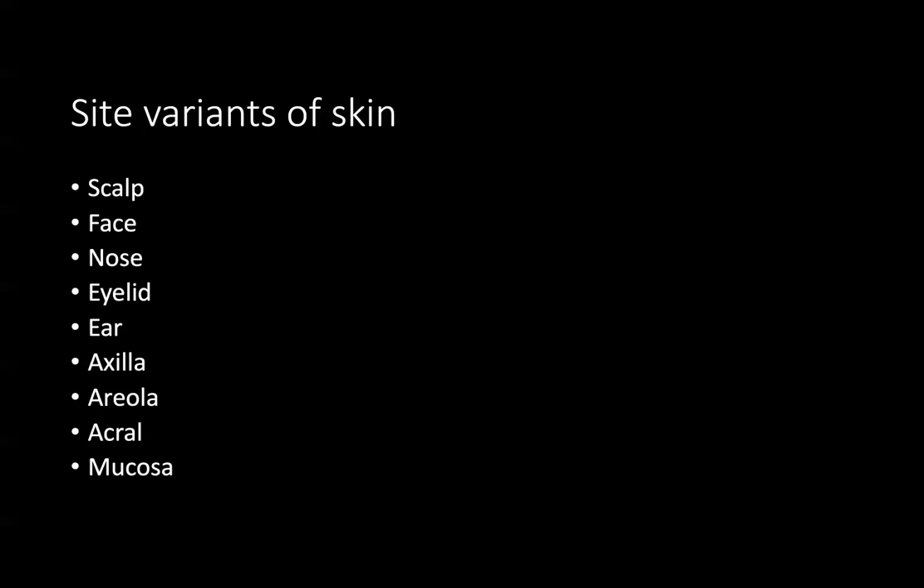In terms of site variance of skin, if you're looking anywhere beyond the trunk or proximal extremity skin, which is your normal, regular skin histology, if you're looking at the scalp, you're going to have different features, as well as the face, the nose, the eyelid, the ear, the axilla, the areola, acral or volar skin, and the mucosa. These are special sites of the skin. And you should be able to look for features that will help you recognize these areas of skin. You could be tested on just being able to recognize these areas of skin.